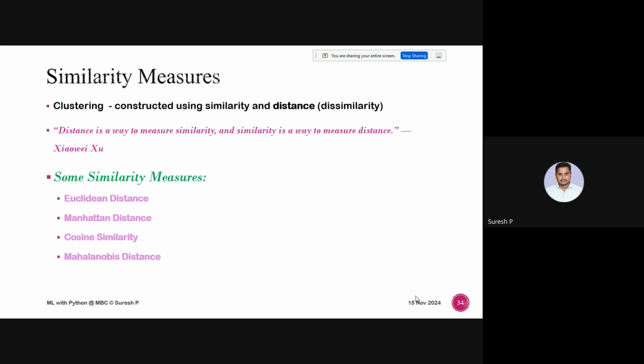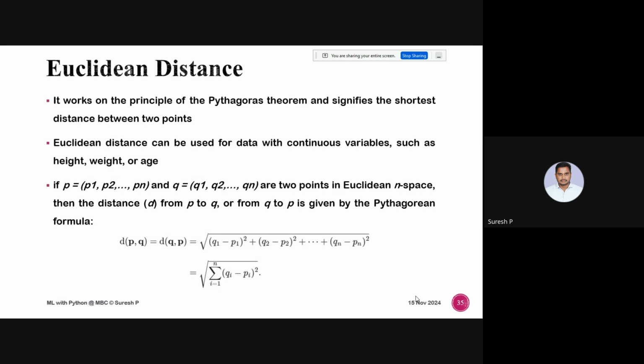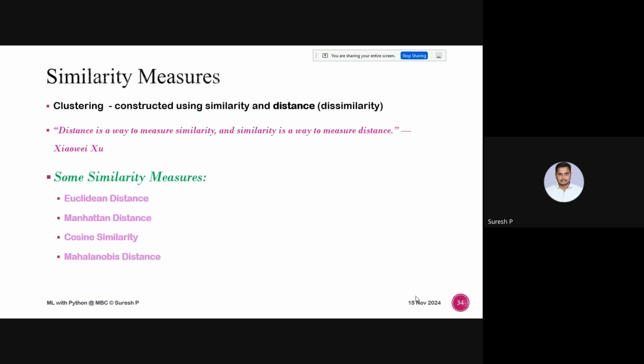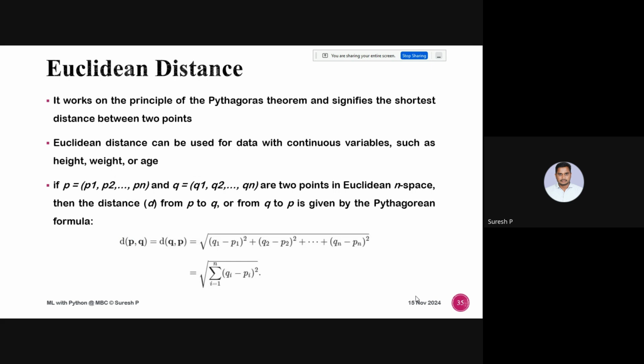There are some formulas or techniques used for measuring similarity: Euclidean distance, Manhattan distance, cosine similarity, and Mahalanobis distance. These are the different techniques that can be used for measuring the similarity between two data points. Beyond this, some more measures are also available, but the widely used distance measures are Euclidean, Manhattan, cosine similarity, and Mahalanobis distance.